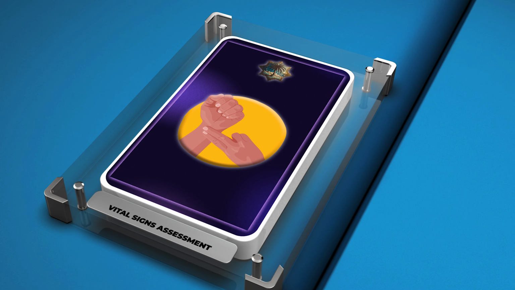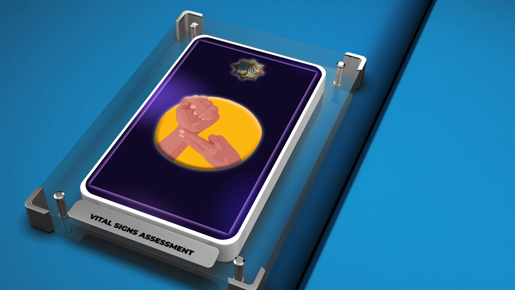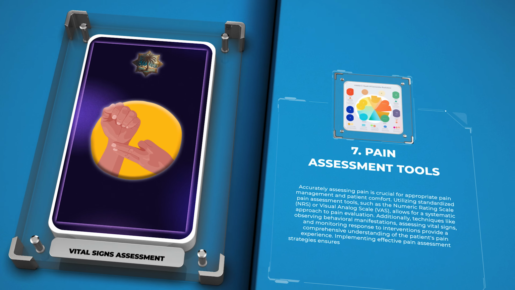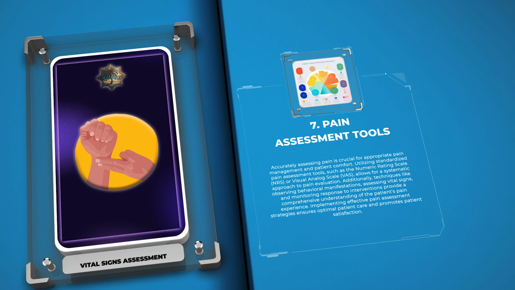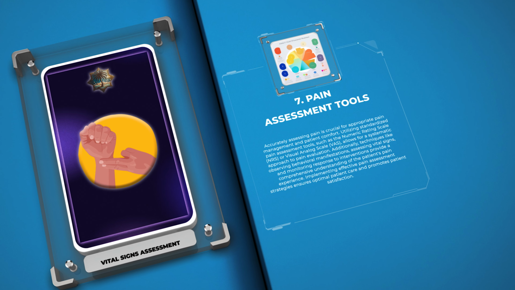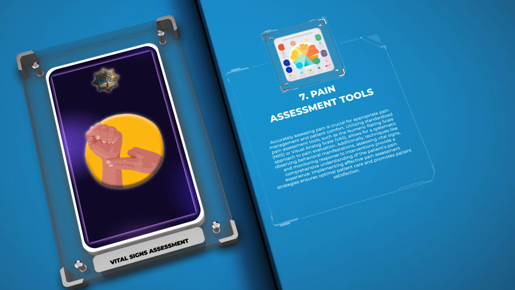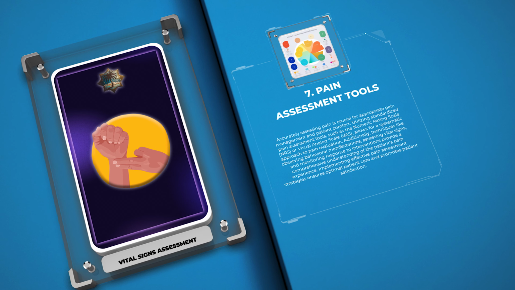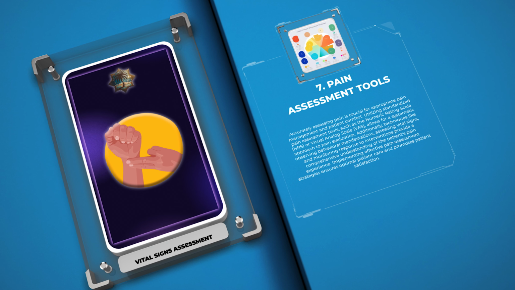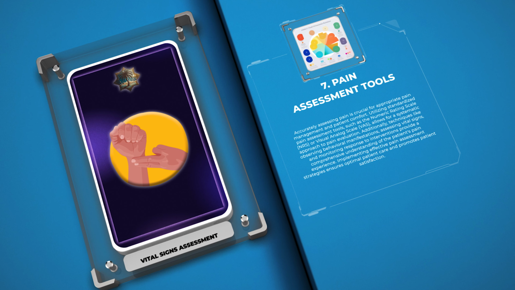Accurately assessing pain is crucial for appropriate pain management and patient comfort. Utilizing standardized pain assessment tools, such as the Numeric Rating Scale, NRS, or Visual Analog Scale, VAS, allows for a systematic approach to pain evaluation. Additionally, techniques like observing behavioral manifestations, assessing vital signs, and monitoring response to interventions provide a comprehensive understanding of the patient's pain experience. Implementing effective pain assessment strategies ensures optimal patient care and promotes patient satisfaction.